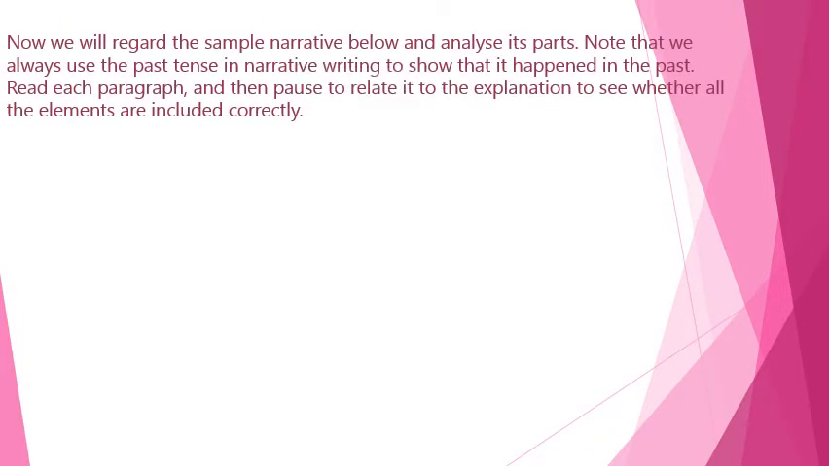Now we will read the sample narrative below and analyze its parts. Note that we always use the past tense in narrative writing to show that it happened sometime in the past, and this is shown in the first paragraph or the first part of the narrative, which includes the setting. That means time and place.